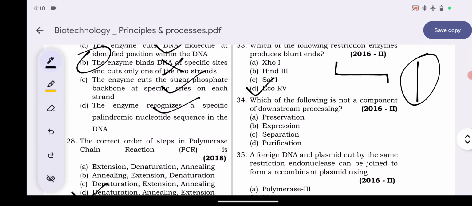Next, question number 34. Which of the following is not a component of downstream processing? Preservation, expression, separation, purification. So here the answer will be option number B. Expression is the answer. Explanation: the procedure includes separation and purification, which are collectively referred to as downstream processing, not the expression.